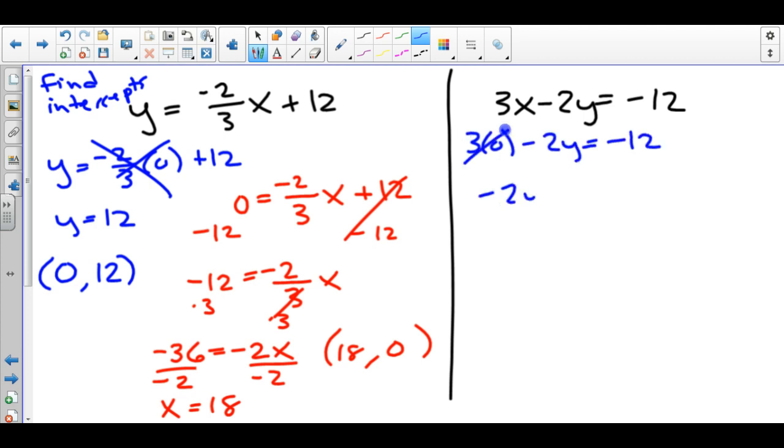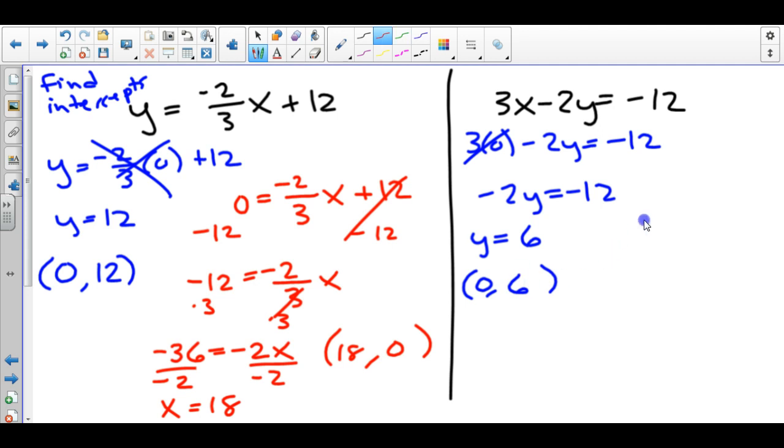So I get negative 2y equals negative 12. Divide both sides by negative 2. So my y-intercept is negative 12 divided by negative 2, which is positive 6. So as a coordinate, again, it's going to match what this blue one is too. We had substituted 0 in for x, and our y value was the 6, so that's why I put the 6 into the y part of the coordinate.